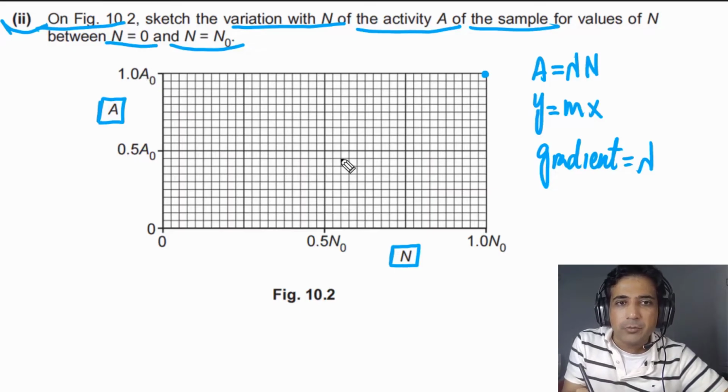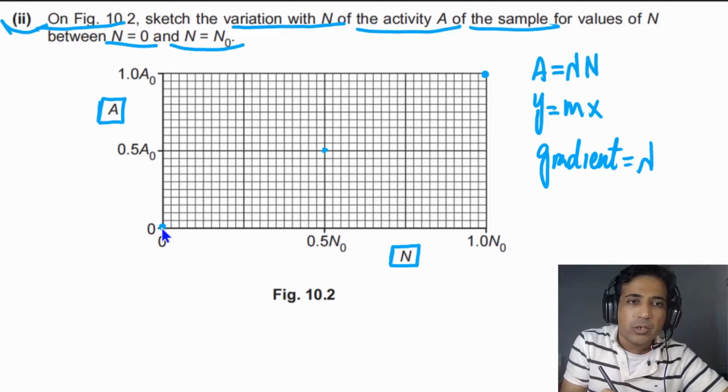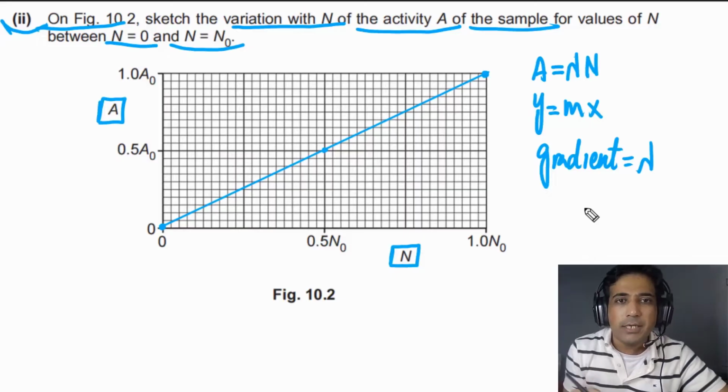And when the number of nuclei becomes half, activity also becomes half. And when we have no nuclei, activity is equal to 0. Now we simply need to connect these points together. So we can draw a straight line connecting these points. This is how you need to sketch the graph. This question has 2 marks. If you have sketched this line, you will get 2 marks.